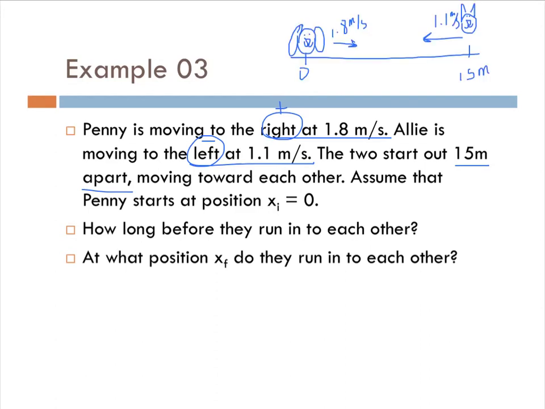like I've included up here. So Penny is moving to the right at 1.8 meters per second. Allie is moving to the left at 1.1 meters per second. I know that they are a dog and a cat because it is my dog and cat.